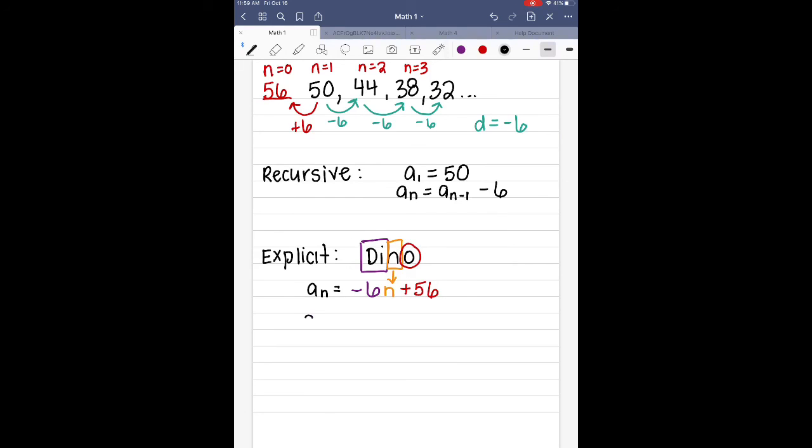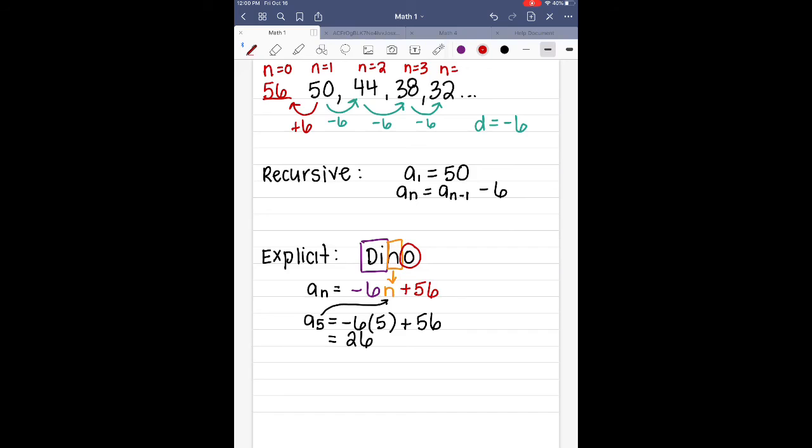So let's say, obviously, if I wanted to find the fifth term, all I would do is subtract 6, but I can still use my formula for any term I want. So 5 means I'm going to take that 5 and plug it in for n. So negative 6 times 5 plus 56. All right, so we have negative 6 times 5. That's going to be negative 30. And then I have negative 30 plus 56. That's going to give me positive 26.